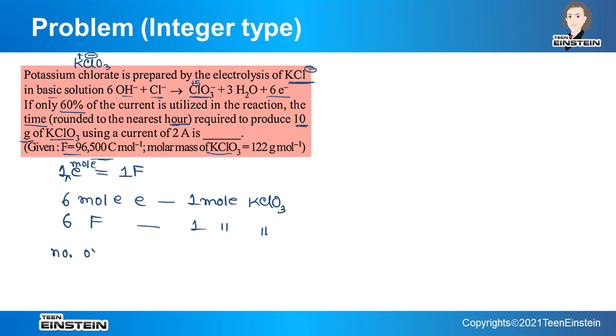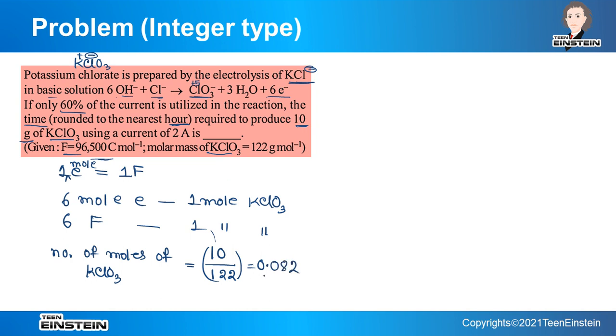Number of moles of KClO3 equals given mass. Given mass is 10 gram divided by its molar mass, which is 122. Okay, just you can keep it like this. And here, let me calculate, it is 0.082.